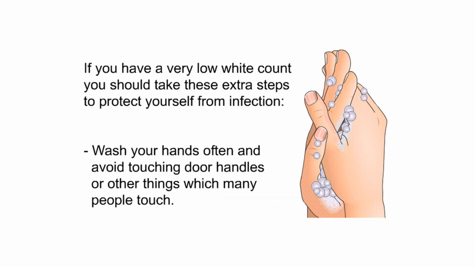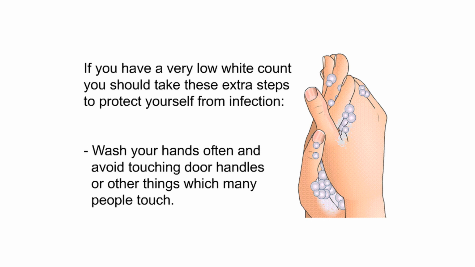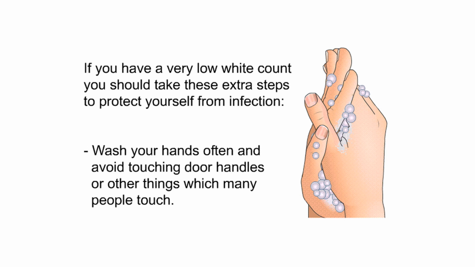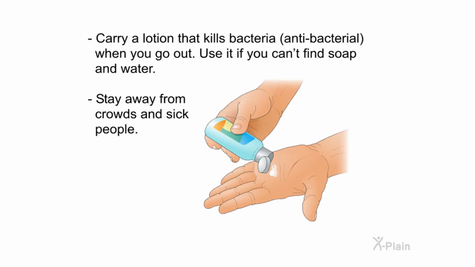If you have a very low white count, you should take these extra steps to protect yourself from infection. Wash your hands often and avoid touching door handles or other things which many people touch. Carry a lotion that kills bacteria, antibacterial, when you go out. Use it if you can't find soap and water. Stay away from crowds and sick people.